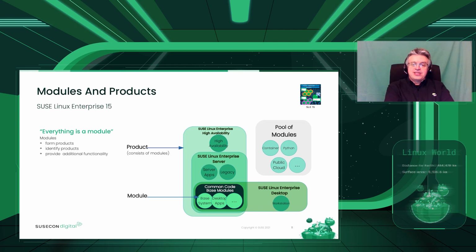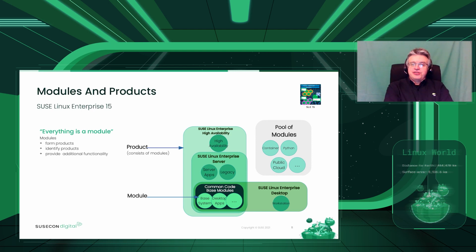There's a set of common code base modules that are available and used by all of the products. For example, the base system, which contains the kernel, as well as registration tools and update tools and other stuff, the desktop application tool, and a few others. Then there are modules that are providing the essential functionality for a product. SUSE Linux Enterprise Server, for example, has the server application module, which provides all the tools a server may need.